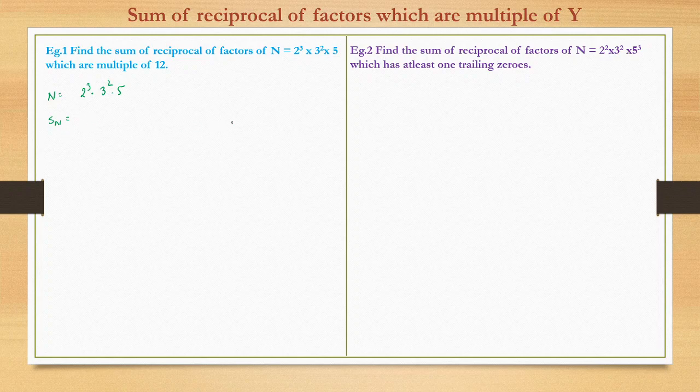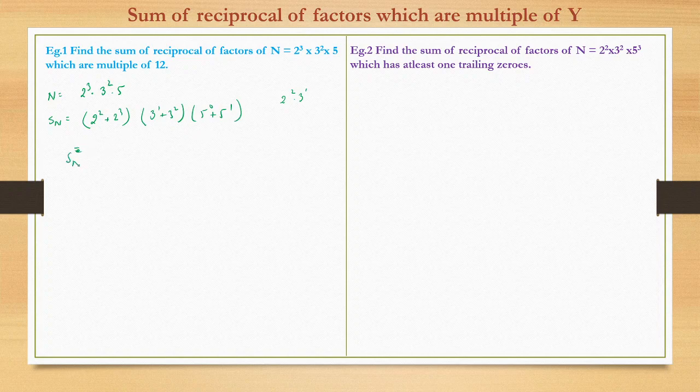So multiple of 12 means what do we do? 12 is 2 square into 3. So we need to have a power of 2 which is greater than or equal to 2. So we will write 2 square plus 2 cube. Then the power of 3 at least greater than or equal to 1. So 3 can have power 1 plus 3 raised to power 2, and 5 can have any power. There's no restriction on 5. So this would have been the answer.